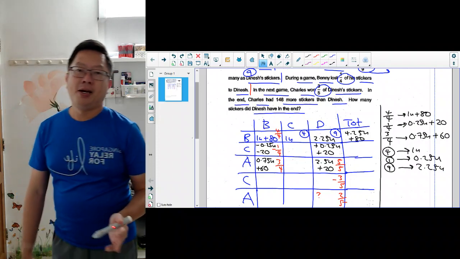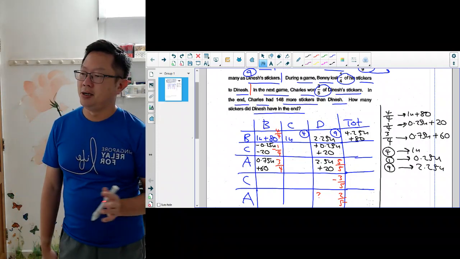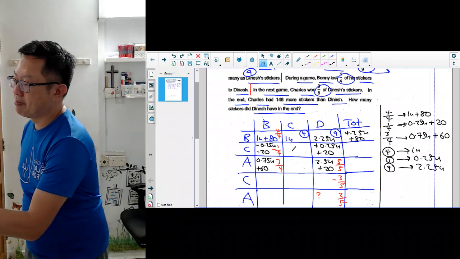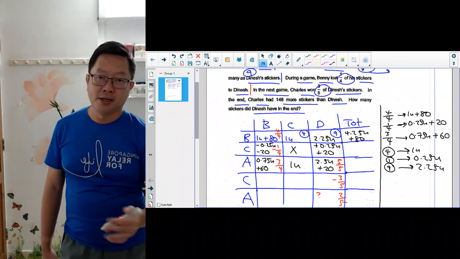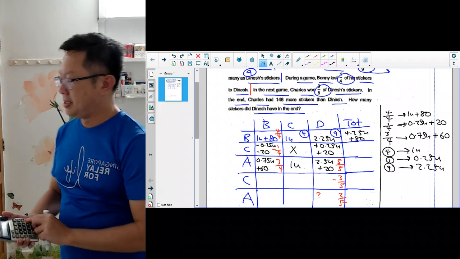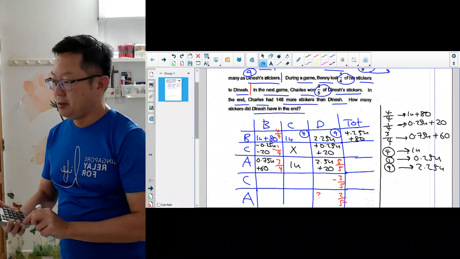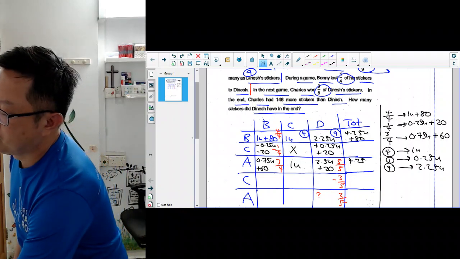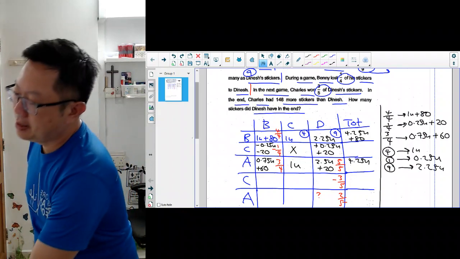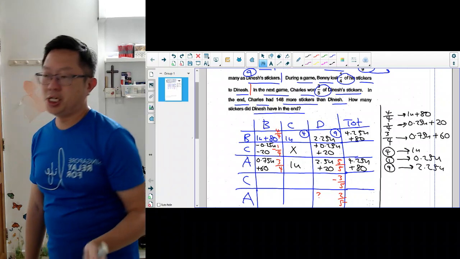Okay, and how about Charles? Charles has no change, right? No change, nothing happened. So Charles still has 1 unit. And if you add their stickers together, you take 0.75 unit plus 1 unit plus 2.5 units, you will still get 4.25 units, and then 60 plus 20, you will still get the total unchanged.